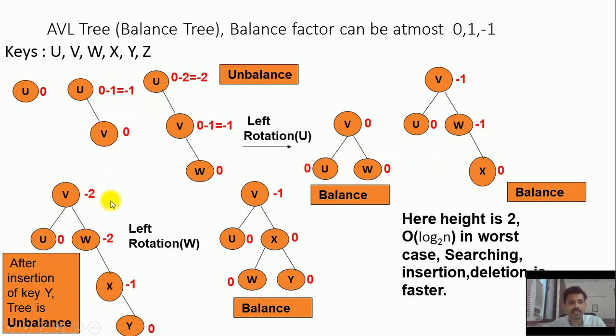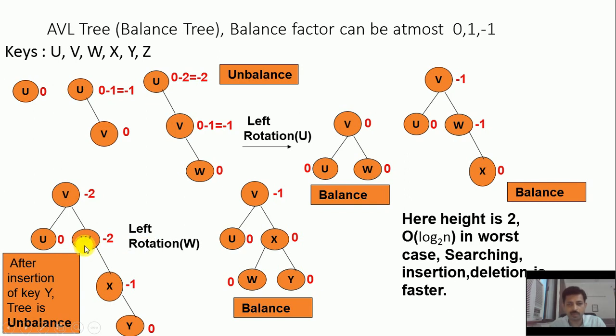Again we insert node Y. When we insert node Y, this tree is unbalanced. You can see the balance factor for W is -2 because the left subtree height is 0 and the right subtree height for node W is 2. So 0 minus 2 is -2. Again we compute the balance factor for node V, that is also -2: the height of left subtree is 1 minus height of right subtree is 3, and 1 minus 3 is -2. But we perform the operation first for node W, because we are getting the -2 value for node W first. So we will perform left rotation for node W.